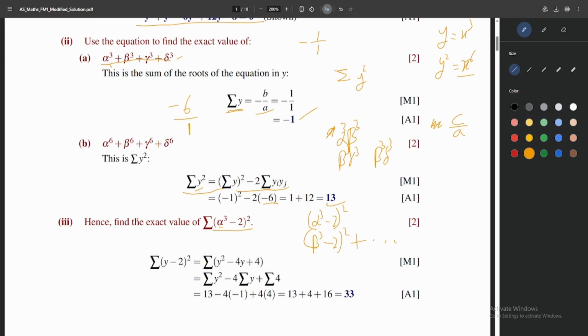We simply expand. So we get y squared minus 4y plus 4, and then we simply open the bracket and separate out the sum formula. So a sum for this, a sum for this, a sum for this, and then we simply replace. This is the sum of y squared, which is 13, and the sum of y, which is minus 1. So minus 1 into minus 4 is 4, and the sum of the 4s: since there are 4 variables, it's basically 4 into 4, so that's 16. So that's 13 plus 4 plus 16, and we get 33.